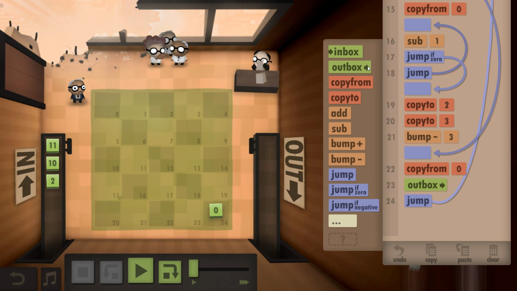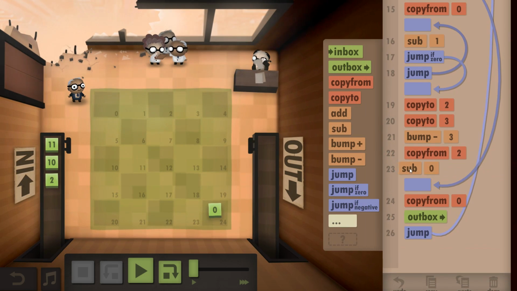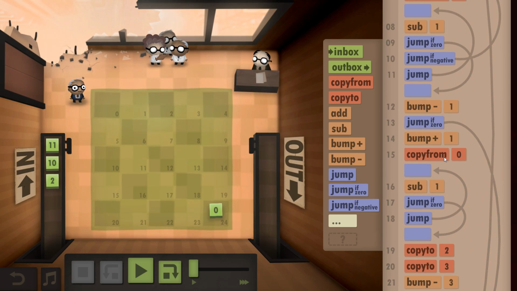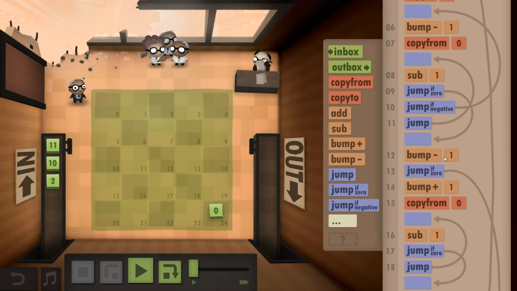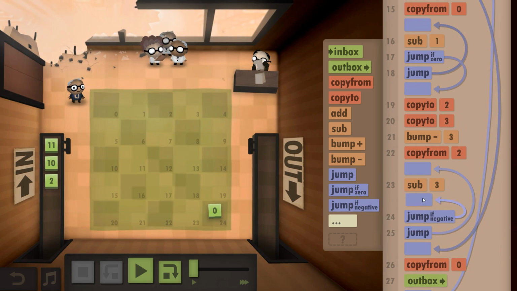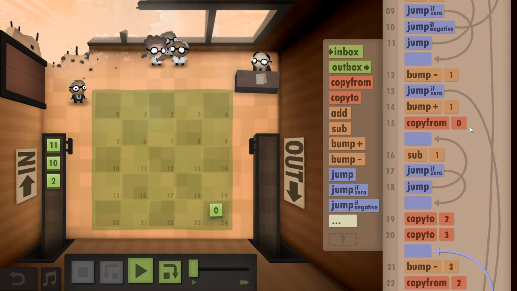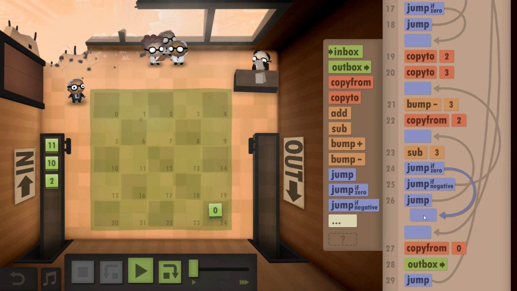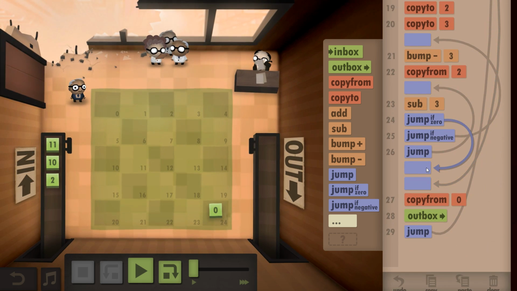This is the worst. It's the worst code ever written. Okay, copy from to sub 3. If it's negative, jump up here, right? And if it's 0, get out of that loop. Is that still? Yeah, okay. If it's 0, get out of the loop.